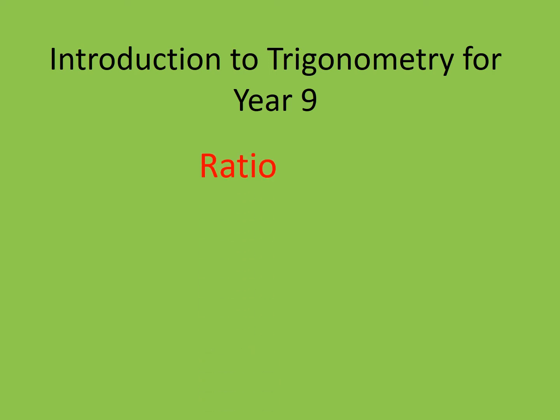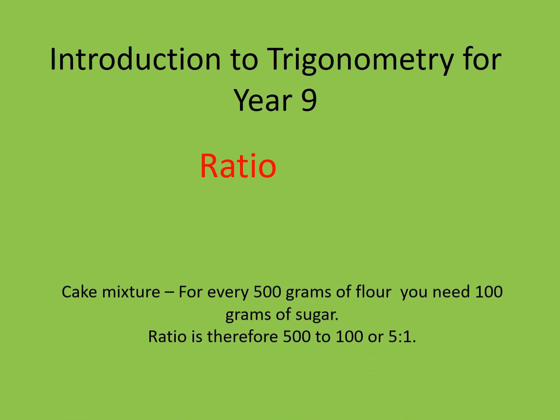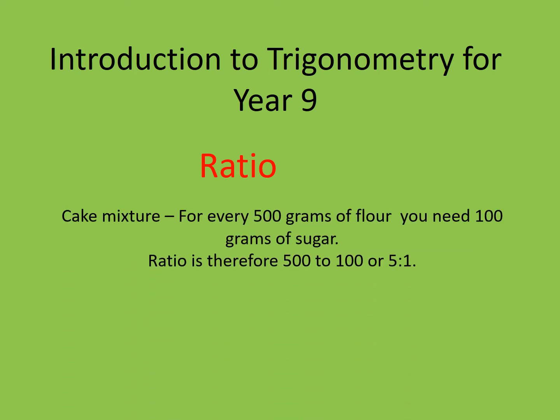Start off with trigonometry. It's really no more than ratio, and you'll actually hear your teachers refer to them as the trig ratios. So if we can go back to some of your year 8 work here, here's a little example that's got nothing to do with trigonometry but is about ratio. You've got a cake mixture, and for every 500 grams of flour, you need 100 grams of sugar. So the ratio therefore is 500 to 100. Let's make it simply 5 to 1.